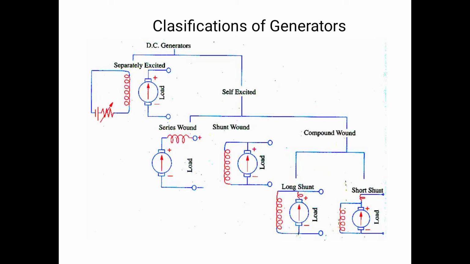So next, short shunt compound DC generator. In this case, the shunt field winding is connected across only the armature winding. These two generators have both series field winding and shunt field winding. So in case of long shunt, the shunt field winding is connected across the series combination of armature winding and series field winding. And in case of short shunt DC generator, the shunt field winding is connected across only the armature winding. So this is the difference between long shunt and short shunt compound DC generators.